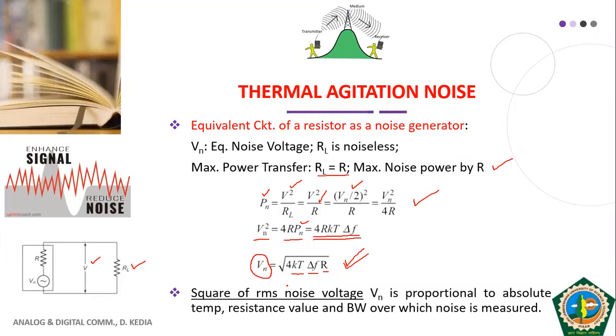If you take the square of Vn, this Vn square is proportional to what? Power. As I told you in the previous slide also, we will be considering RMS values instead of instantaneous values. So as a last line, I can say that your RMS noise voltage is proportional to the absolute temperature. It is also proportional to the resistance value, and it is also proportional to the bandwidth over which noise is measured. I hope all of you have understood. Next.